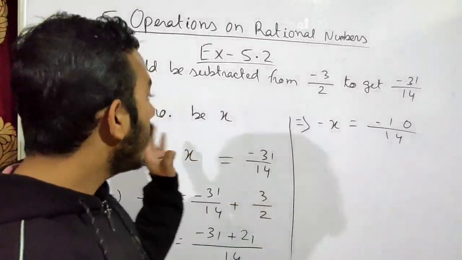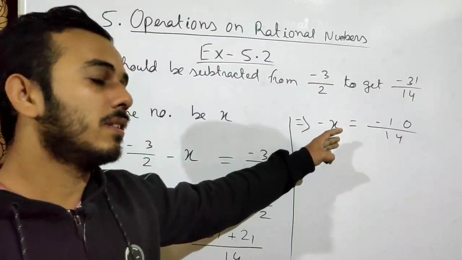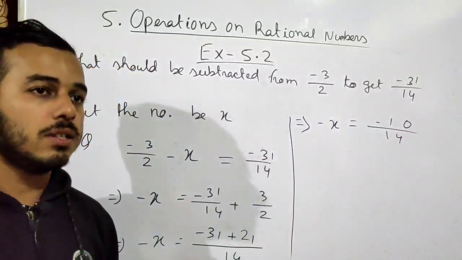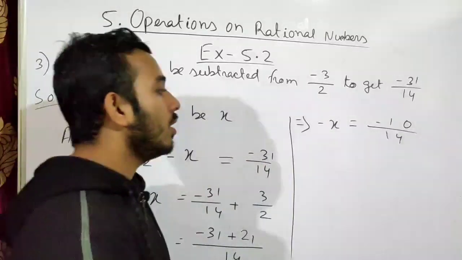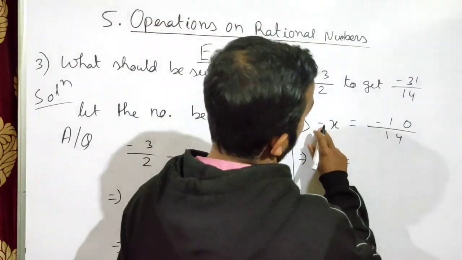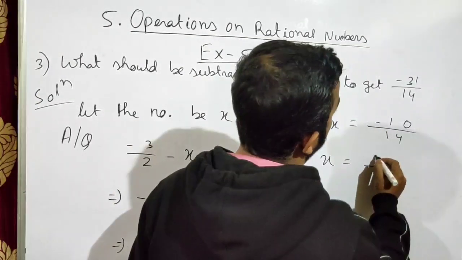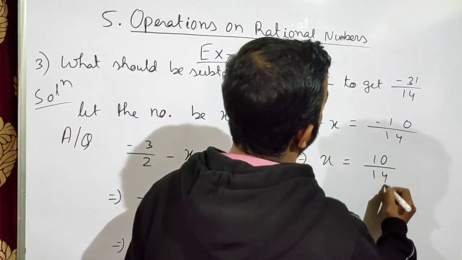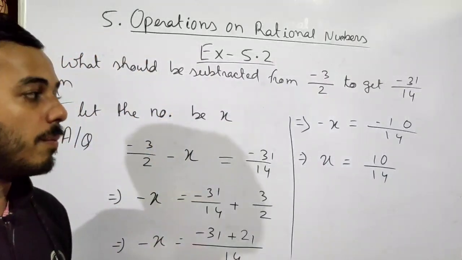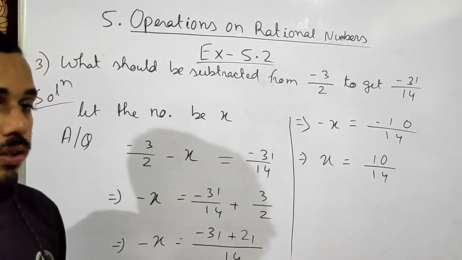Now we have considered the number as x, not as minus x. So we have to make it positive x, so we'll change the sign. So x equals, if we remove this minus to this side, it will be plus, because minus minus cancel. Then x is 10 by 14.